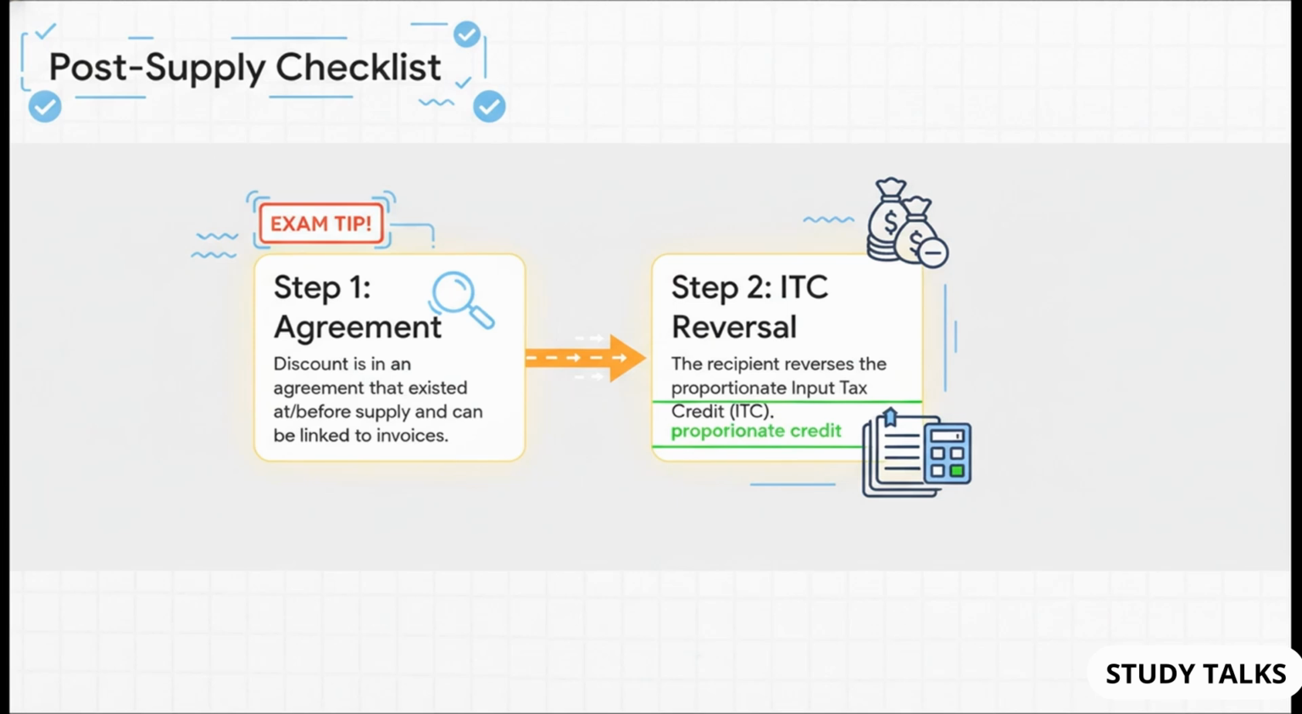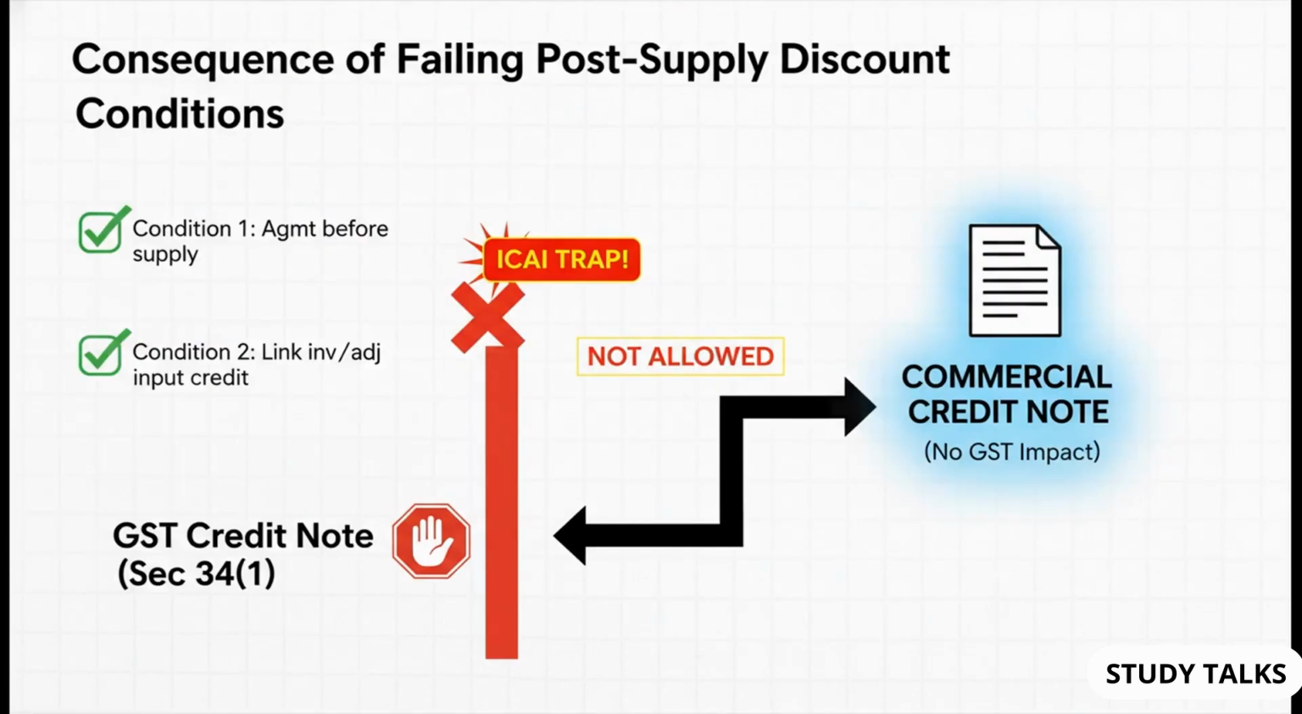Second, and just as important, the customer who got the discount must reverse their proportionate input tax credit. Both have to happen. And here's exactly where people lose marks. If you fail to meet even one of these two conditions, you absolutely cannot reduce your GST liability.